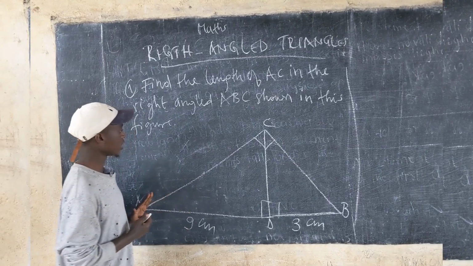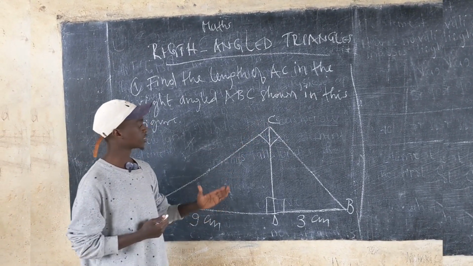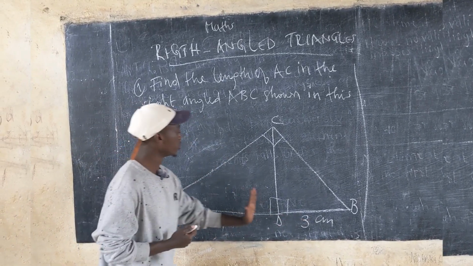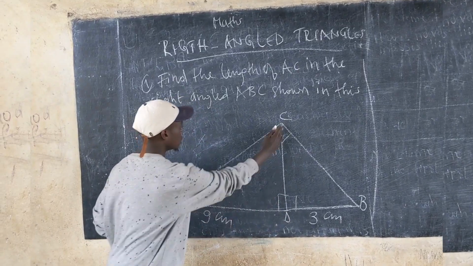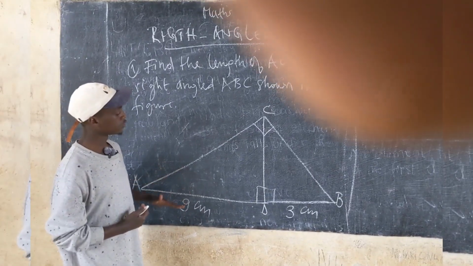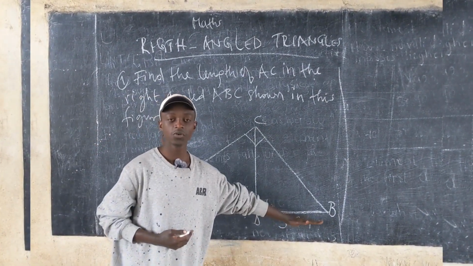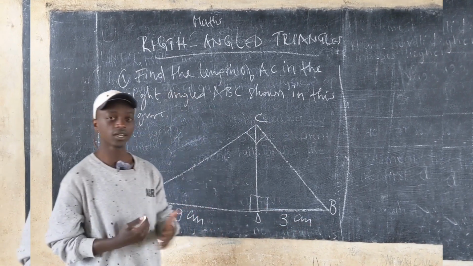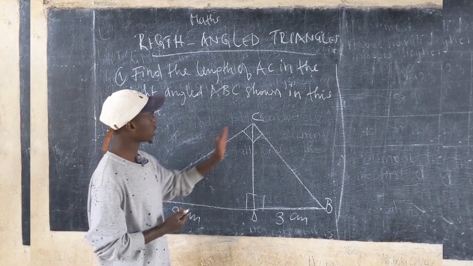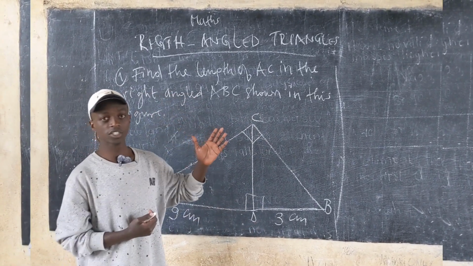Here we have the side from A to C, which is the hypotenuse. If you consider the whole triangle, this is the longest side, which we call the hypotenuse. Here I have A, side C, B, and D in this triangle. Here I have the question.